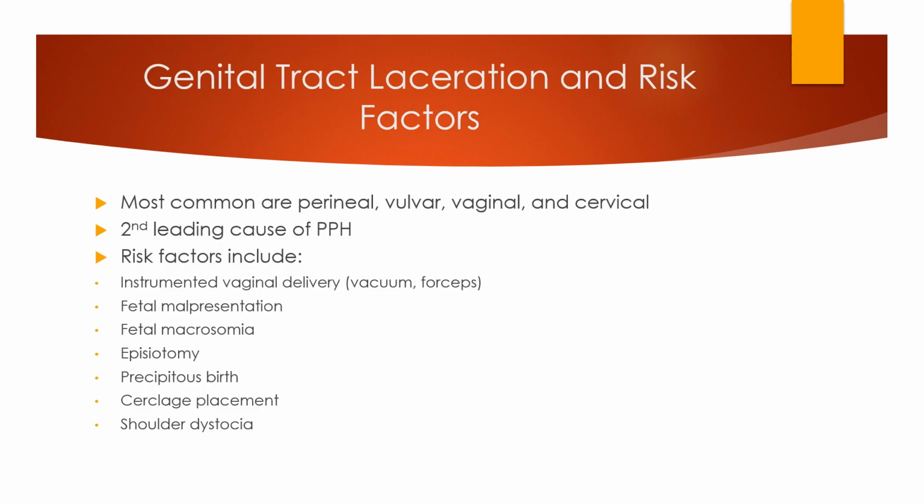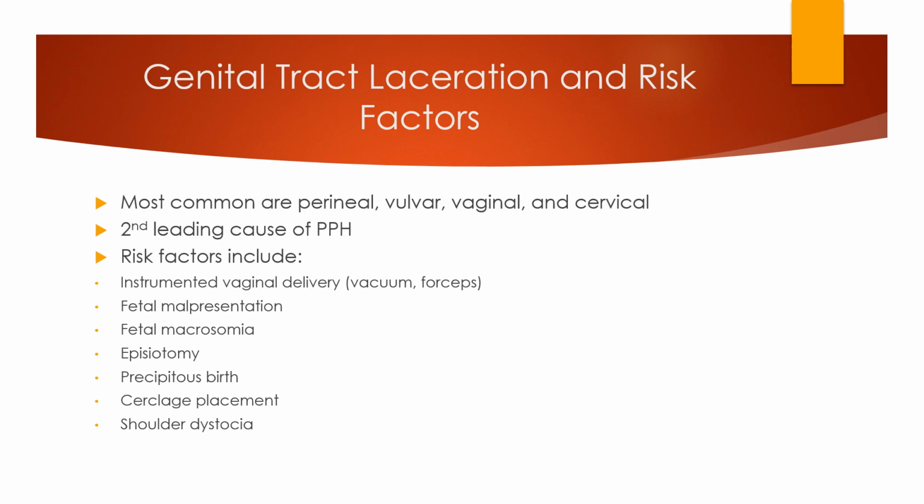So genital tract lacerations, the most common are perineal, vulvar, vaginal, and cervical. It is the second leading cause of postpartum hemorrhage. Risk factors include instrumental vaginal delivery, so we're using vacuum or forceps to deliver the baby. Anytime we're putting instrumentation or anything in the patient's body, it runs the risk of causing a tear.